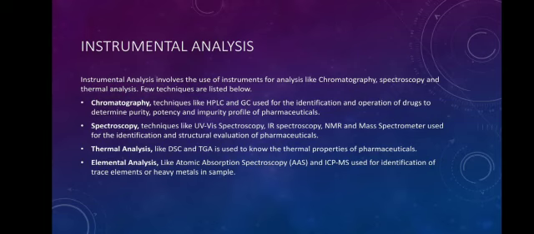Thermal analysis, like differential scanning calorimetry and TGA, is used to understand the thermal behavior of our drug. We are talking about transitions, phase shifts and melting points, and understanding the optimum environment for our drugs to work best. Elemental analysis is simply atomic absorption spectroscopy and ICP-MS, used to understand the trace elements or heavy metals in our drug sample.